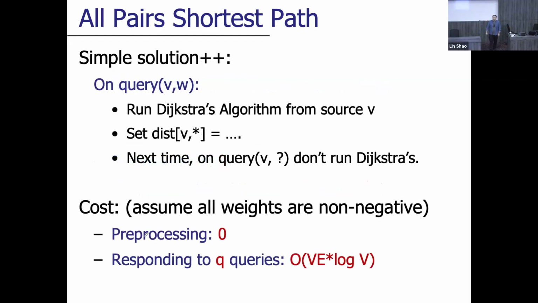Of course, there are simple improvements. Once we run the algorithm and receive a query of V and W, we decide to run Dijkstra's algorithm from the source V. Now in this case, we just store all the results, the distances from that specific node to the rest of the nodes. Then next time, if we receive a similar query about the distance from V to another node, we really do not need to run Dijkstra's again. We can just utilize the result we have previously stored. That would be a small improvement over Dijkstra's algorithm.